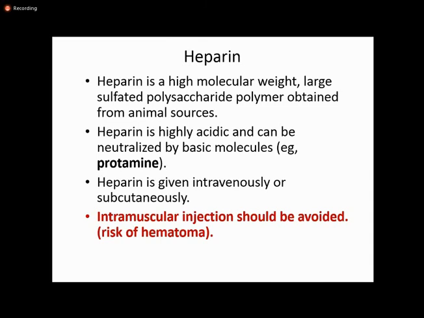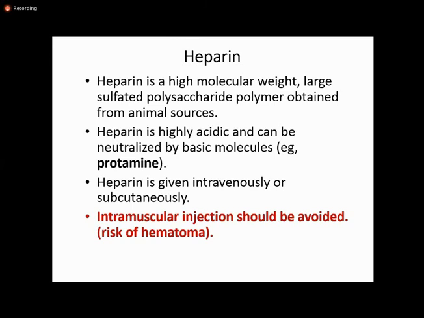Now, one by one. Heparin is a high molecular weight, large sulfated polysaccharide polymer obtained from an animal source. Is there any importance to knowing that it is high molecular weight heparin? Is this an important point? Yes, because this high molecular weight heparin cannot cross the placental barrier. So that is why heparin can be given safely during pregnancy.